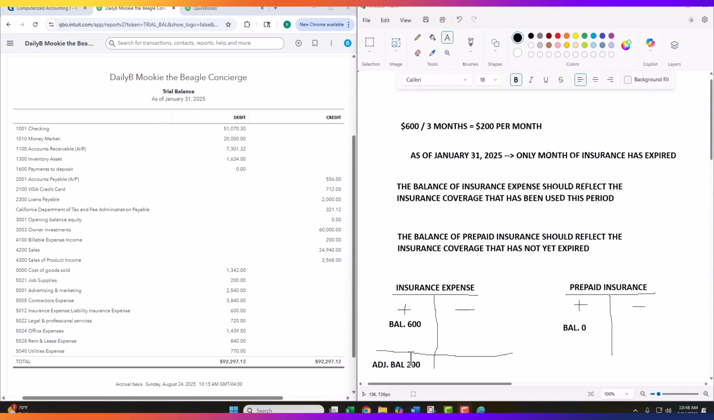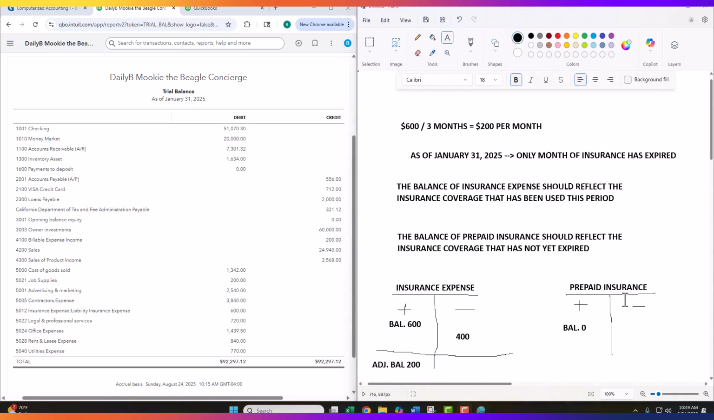So we want the insurance expense to have an adjusted balance of $200. So we can see, oh, it has a balance currently of $600. I want the balance to be $200. I need to subtract $400 from the account. And the way that you subtract is you place an entry on the credit side, on the right side there. So we can see that we're going to have to adjust the account for $400. That $400 is the amount of the adjusting entry.